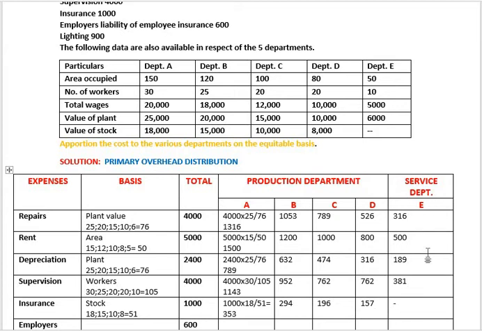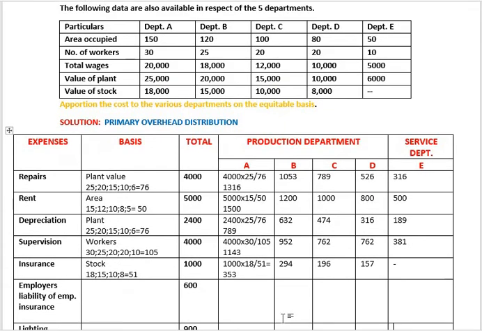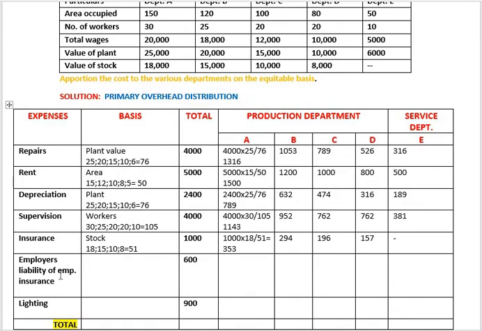Because there is no stock in service department. Stock is available only in production department, so we have distributed to production department. There is no stock in service department, so this is nil. Okay, the next one we have is employer's liability of employee insurance.